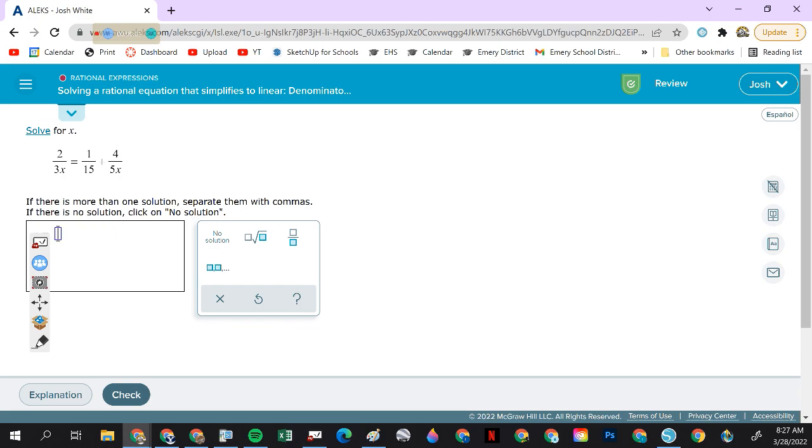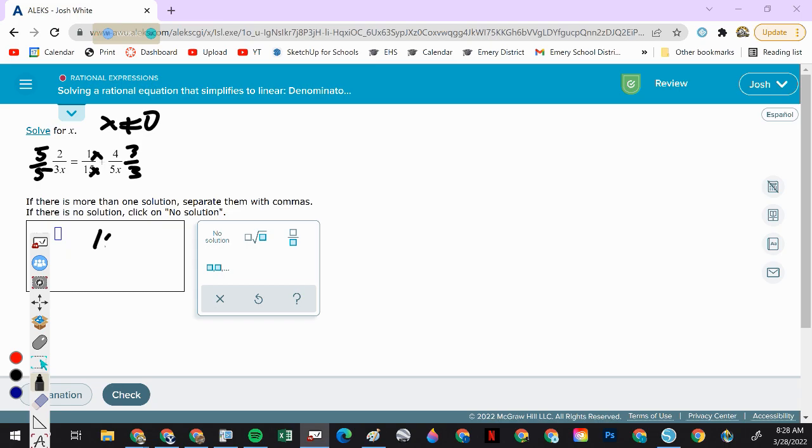Here I need a common denominator. What is the common denominator going to be? 15x. Good. So what does the first fraction need? 5 over 5. What about the second one? x over x. And the third one? 3 over 3. Okay? And I know that x cannot be 0.